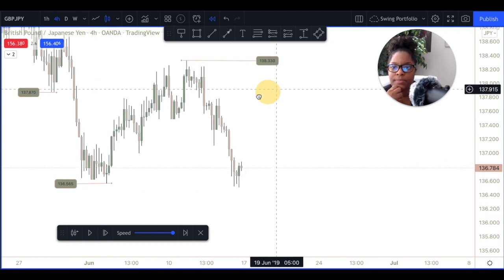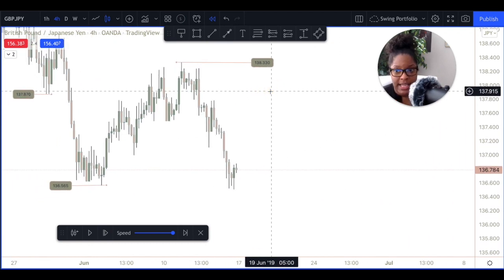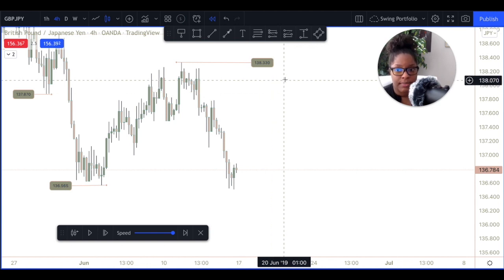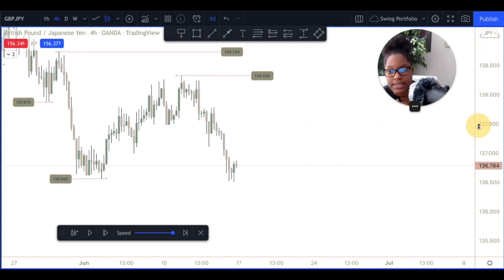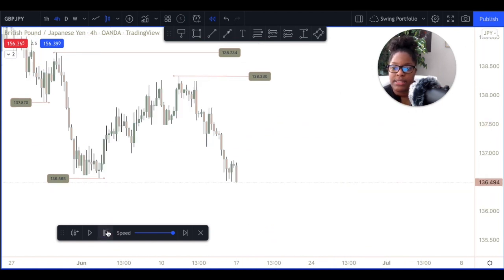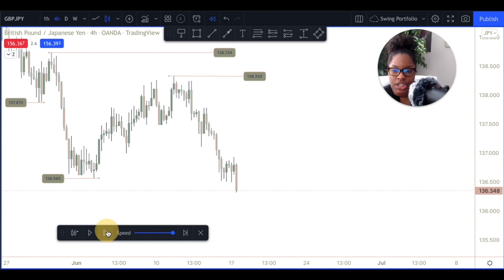Let's see if price will give us a pullback. Now what, and I want you to answer this. What exchange rate do you want price to stay below now? I want price to stay below, for me personally, 138.330. If that is the same for you, we're going to go for it. If it stays below, that's great. Unless she just starts to trend again.